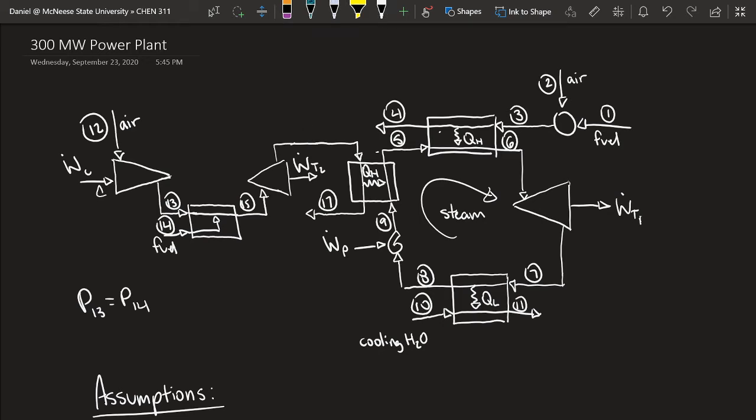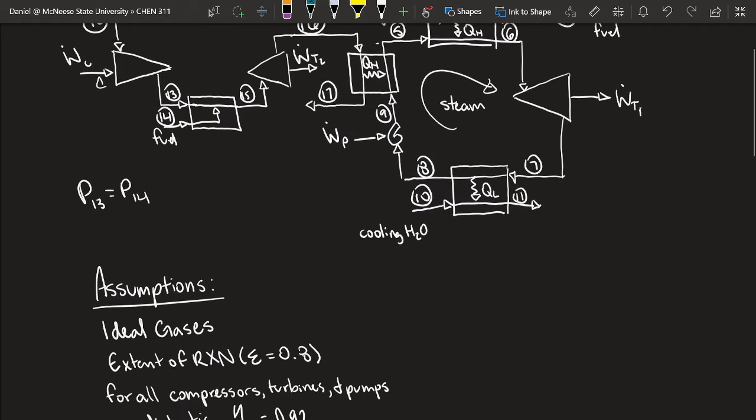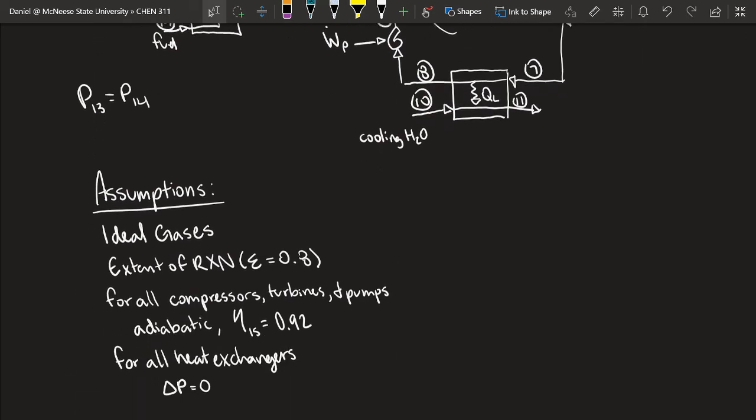This stream is heat right here. After we draw more work off of it, we're using that hot gas to help heat up the steam again so that we can draw even more work. If this weren't there, we wouldn't be able to draw as much work off the turbine over here because it's just not as hot as it could be. It could be hotter, so why not make it so? So we do. Now we're going to assume that it's ideal gas.